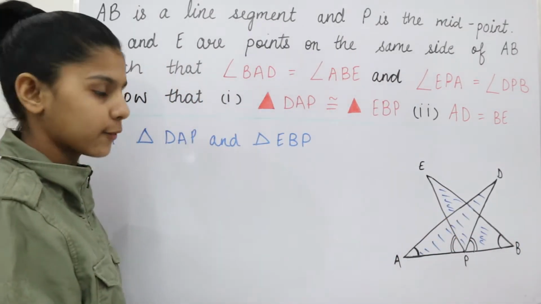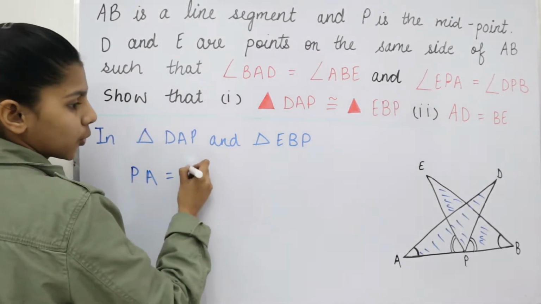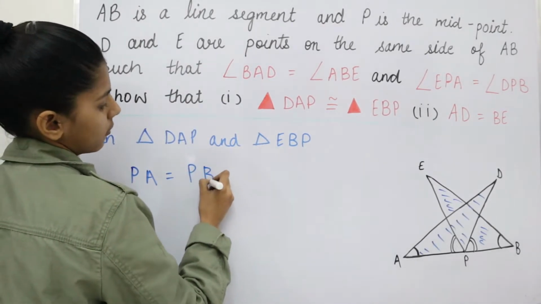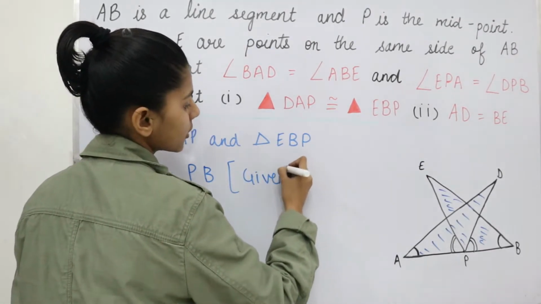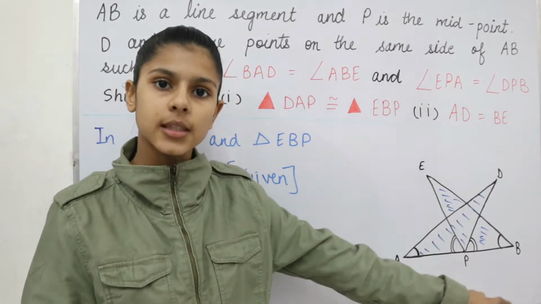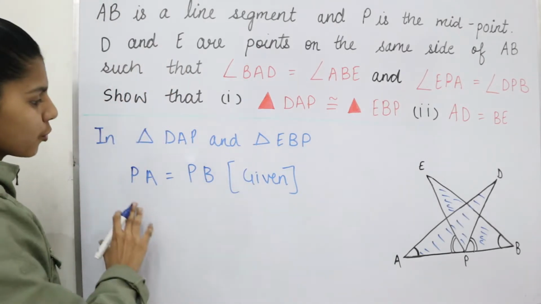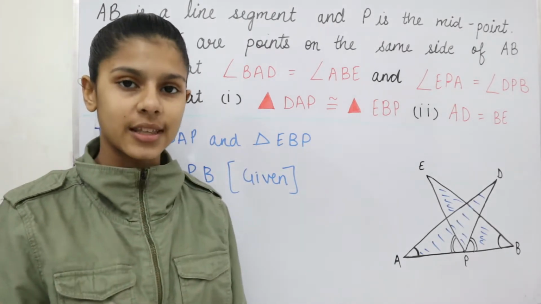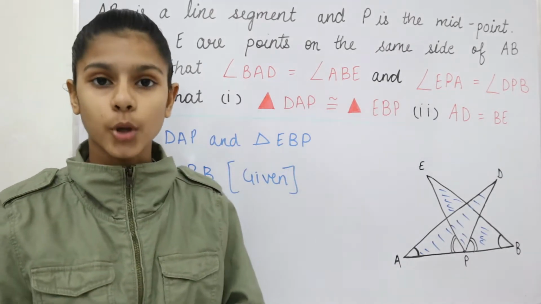So we can write from here that PA is equal to PB. Why? In the bracket we are going to write the reason: given, because it is given to us that P is the midpoint, and if P is the midpoint, the distances will be equal. So one condition we have got, one side we have got. We need two more conditions for proving them congruent.